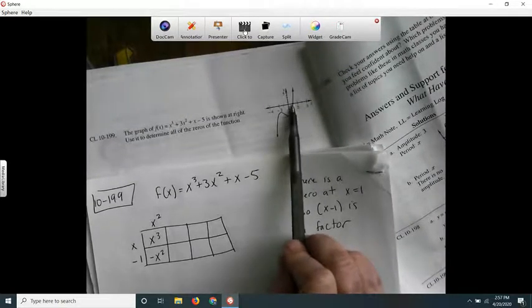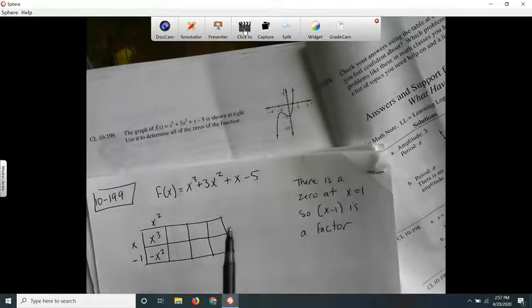Here is Integrated 3. It's CL10-199. It says the graph of f of x equals this cubic is shown at right. Use it to determine all the zeros of the function. So when I look at the cubic, I see that it has a root or a 0 at 1.